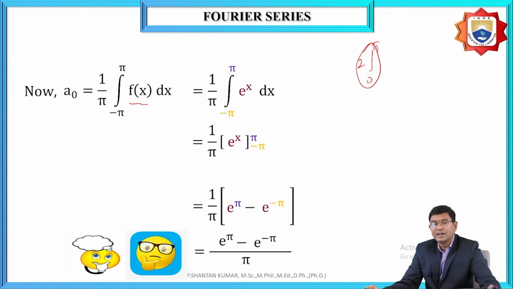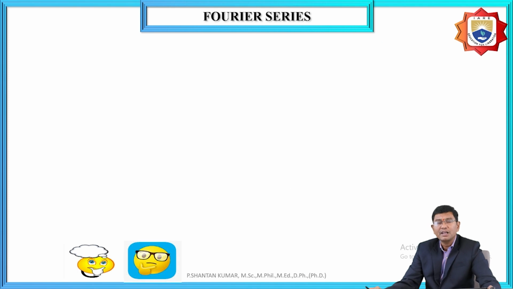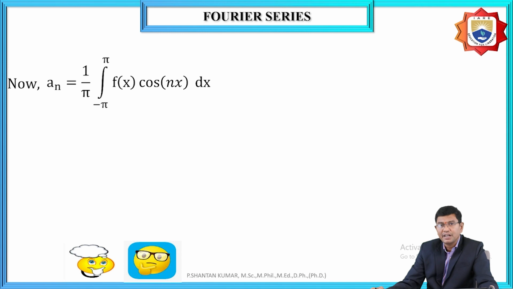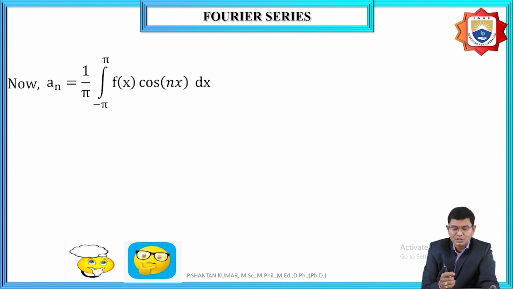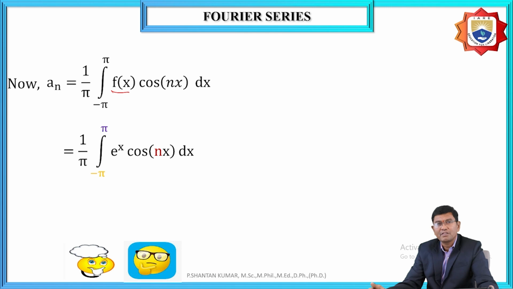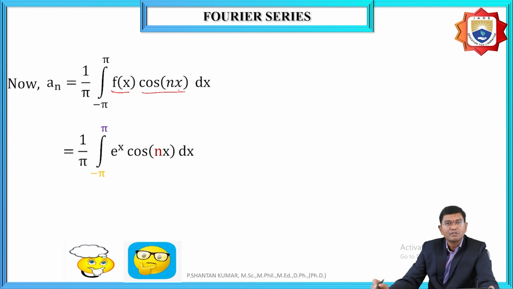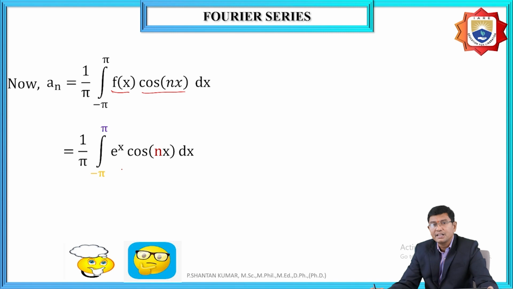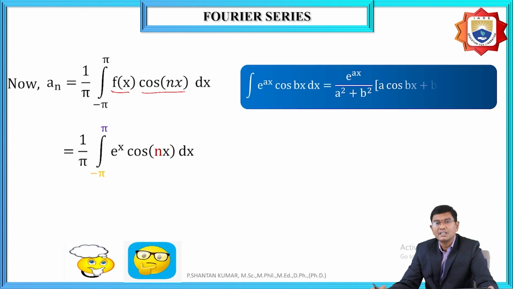Similarly, we need to find the other Euler values, that is an and also bn. First, the an value: an is equal to 1 by pi integration from minus pi to pi of f of x cos nx dx. Here the given function is f of x equal to e power x, therefore it is 1 by pi integration from minus pi to pi of e power x cos nx dx. Because it is an already existing formula, we have the formula for integration of e power ax cos bx dx. By using this formula, here a is equal to 1 and b is equal to n.